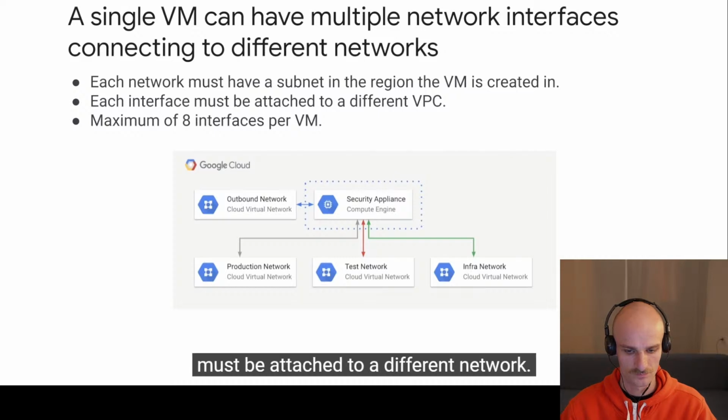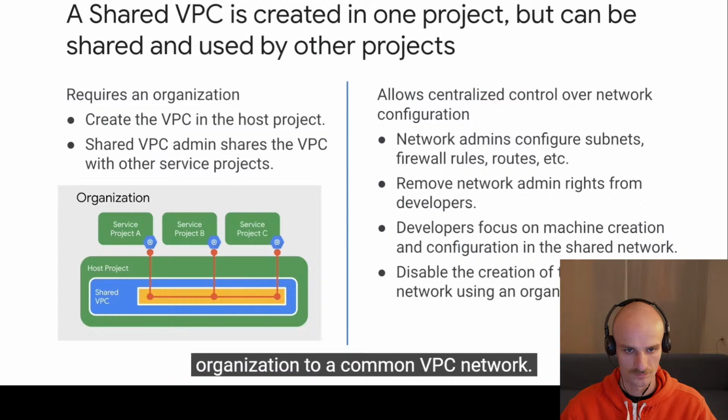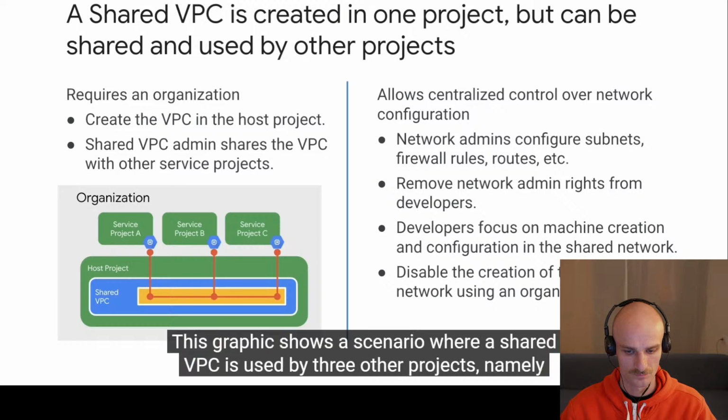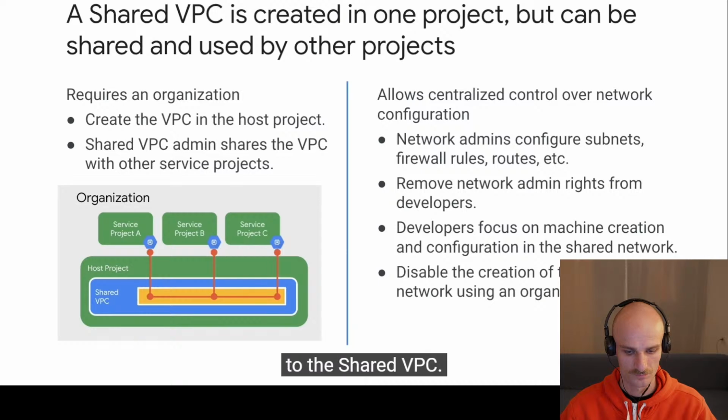Shared VPC allows an organization to connect resources from multiple projects of a single organization to a common VPC network. This allows the resources to communicate with each other securely and efficiently using internal IPs from that network. This graphic shows a scenario where a shared VPC is used by 3 other projects, namely service projects A, B, and C. Each of these projects has a VM instance that is attached to the shared VPC.